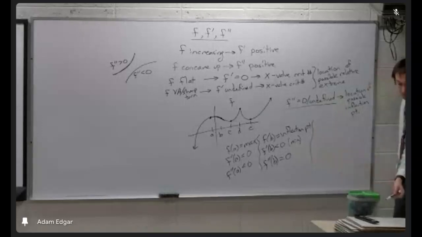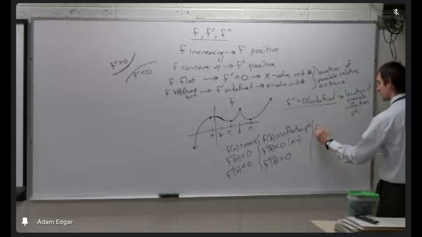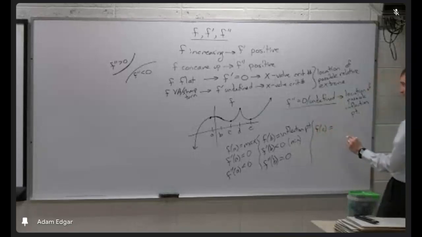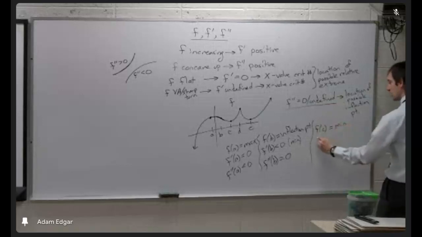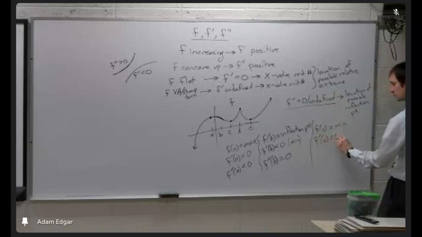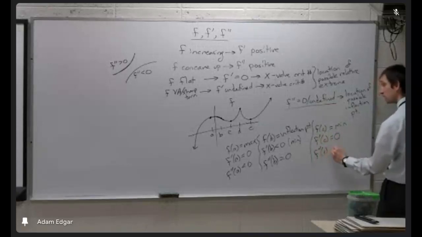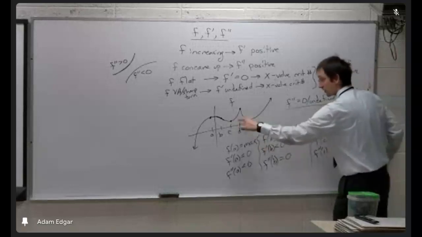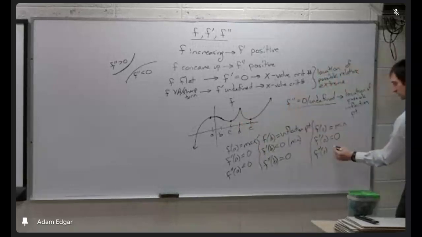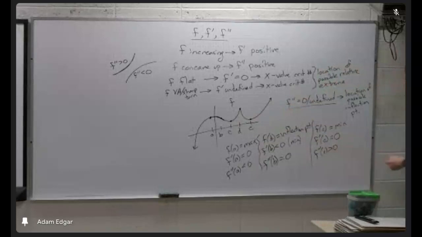All right, f of c. F of c is a special point because it's a minimum. And so f prime of c is 0. And concavity there is concave up, because its bendiness is up, so the second derivative is positive.